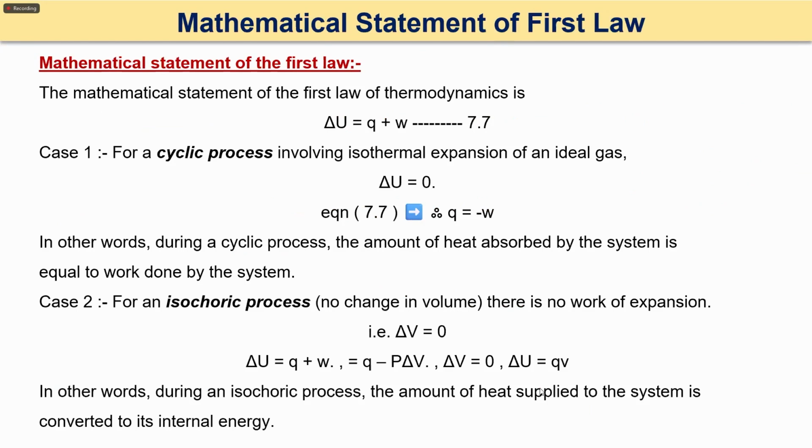Okay. So this is the mathematical statement of the first law. I have already told you that delta U is Q minus W when the system does the work, and it is Q plus W if you are doing work on the system. In the mathematical statement of the first law of thermodynamics, they have used plus W, which means work is done on the system.